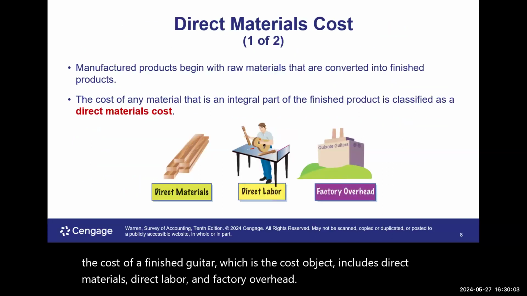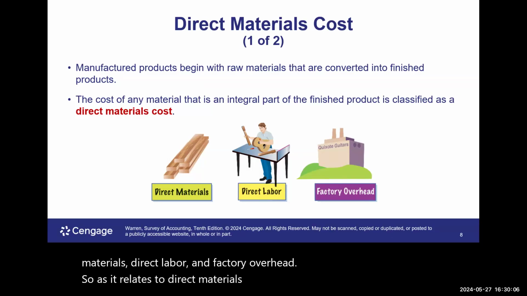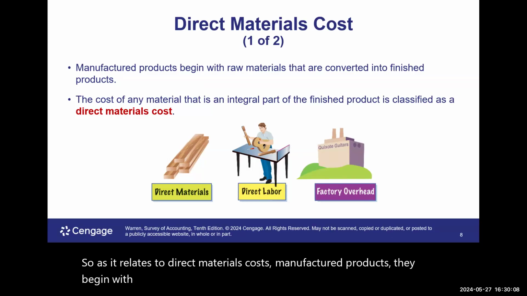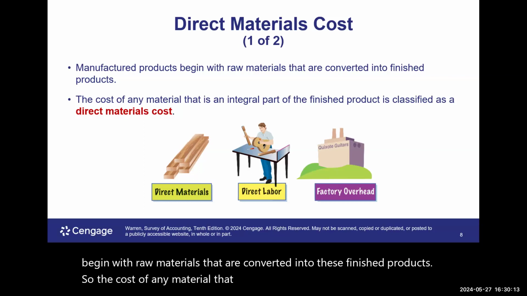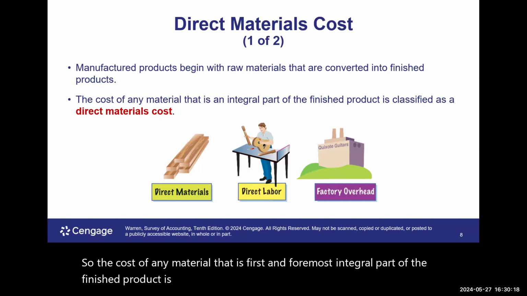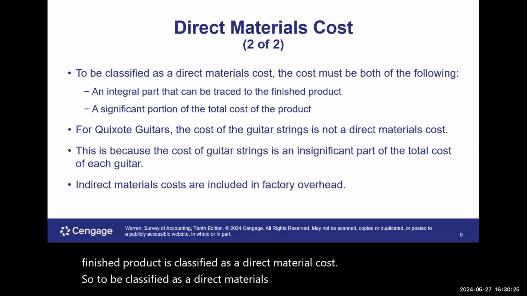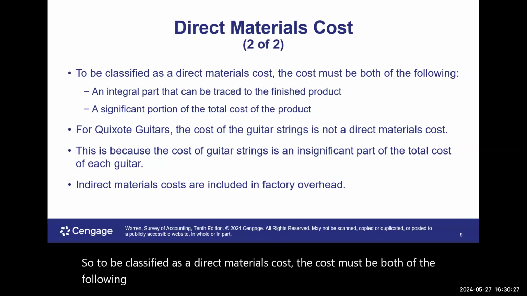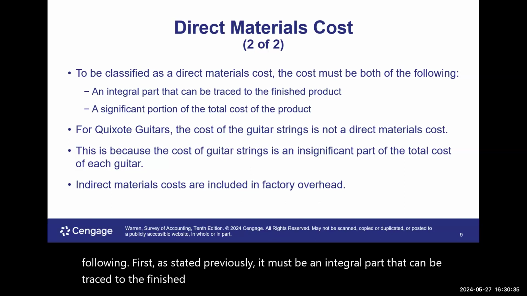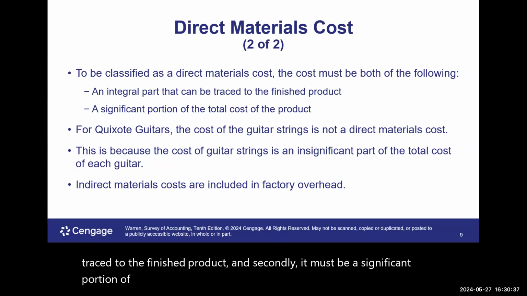So as it relates to direct materials costs, manufactured products begin with raw materials that are converted into these finished products. So the cost of any material that is first and foremost an integral part of the finished product is classified as a direct material cost. To be classified as a direct materials cost, the cost must be both of the following. First, as stated previously, it must be an integral part that can be traced to the finished product. And secondly, it must be a significant portion of the total cost of the product.